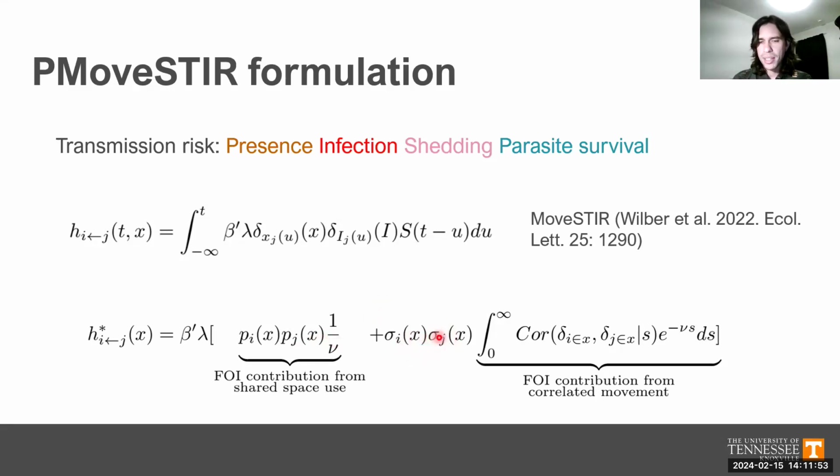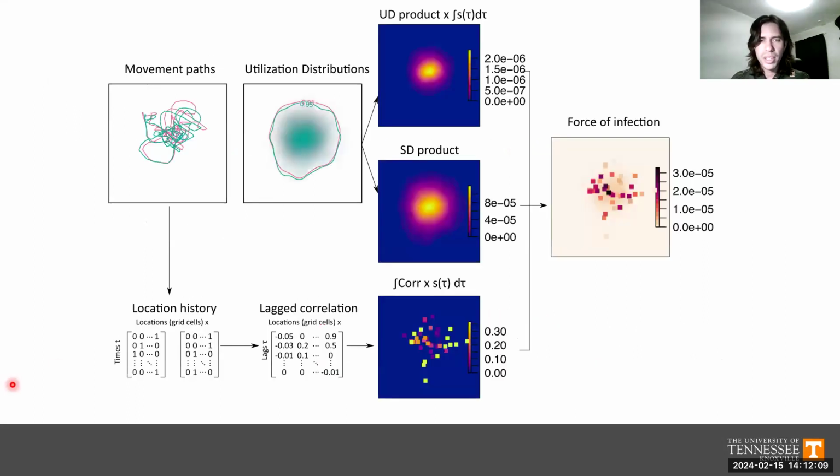This is also obtained, as I will explain, from the utilization distributions. But very importantly, you need some metric of the correlation in space use between the individuals. And I'll explain more in a minute. The process is as follows.